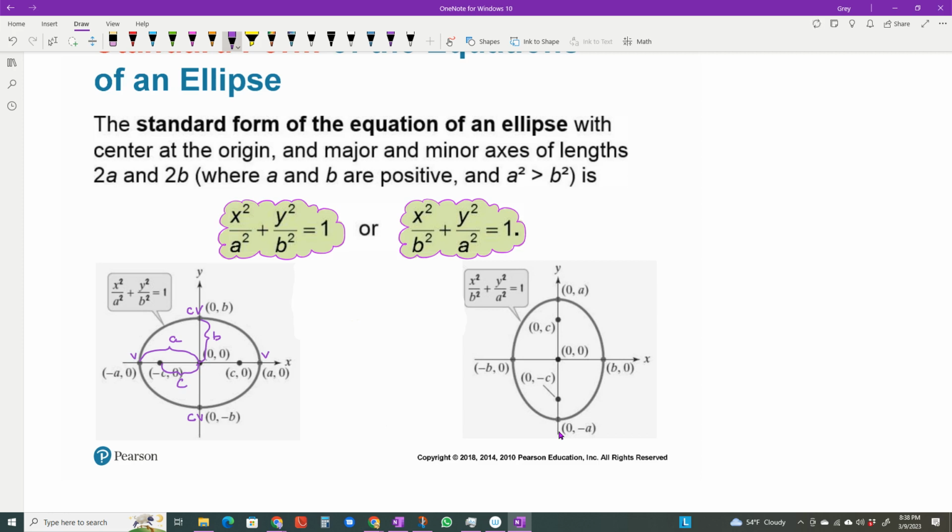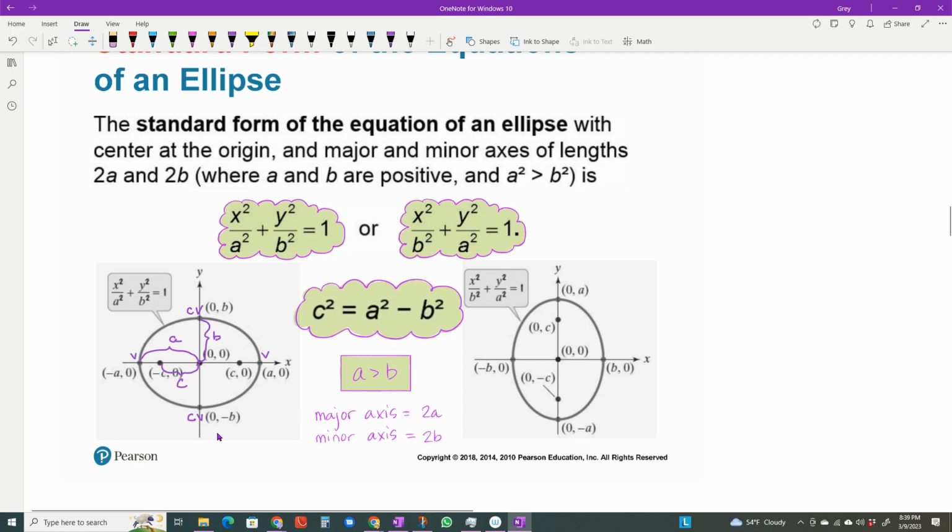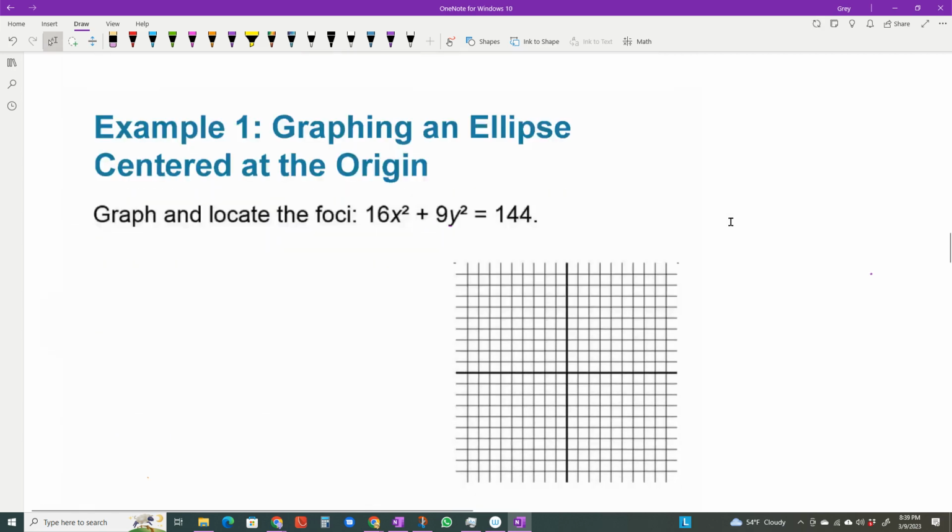Now, if a is the endpoint of a major axis, then you should know that a is always going to be larger than b. So you can look at this equation and know it's a horizontal one because the bigger number is under the x. If the bigger number is under the y, it's going to be a vertical ellipse. Because a is the distance from the center to the vertex, then you know that the major axis has to be 2a units long, and the minor axis will be 2b units long. So the other thing that you need to know about this a, b, and c is the relationship between all three of them, and that is that c squared equals a squared minus b squared.